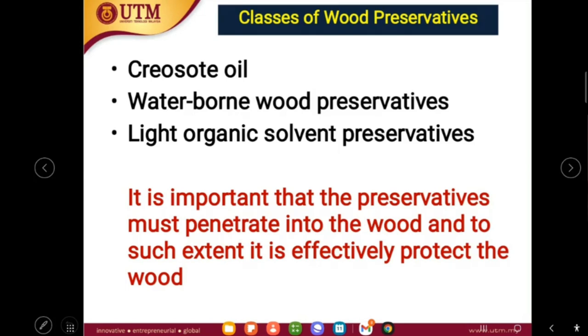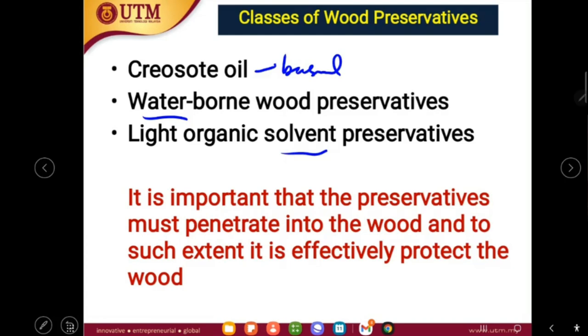In the industry, basically they are using three basic types of preservatives. The first one is what we call creosote oil, which is the oil-based preservative, and then we have the water-based preservative, and we also have the solvent-based preservative.